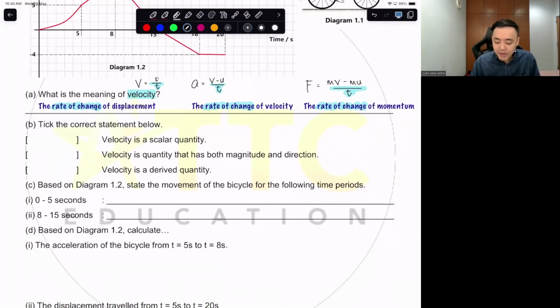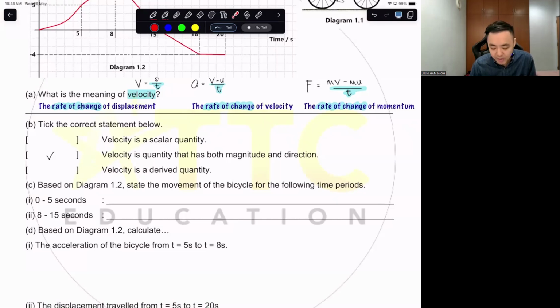Second thing, velocity is a quantity that has both magnitude and directions. Is it true? Yes, because this is literally the definition for vector quantity. A vector has both magnitude and directions. Scalar, right, has only magnitude, no directions. A quantity that has only magnitude is a scalar.